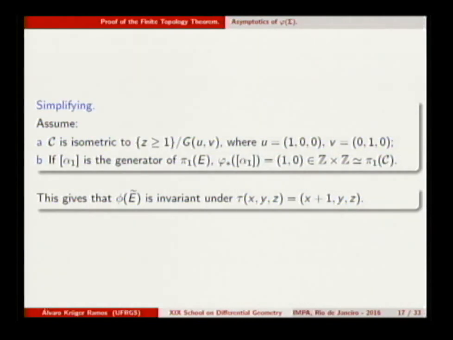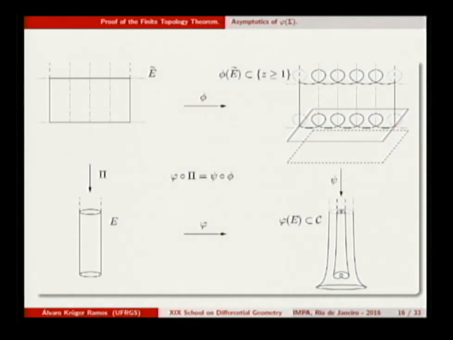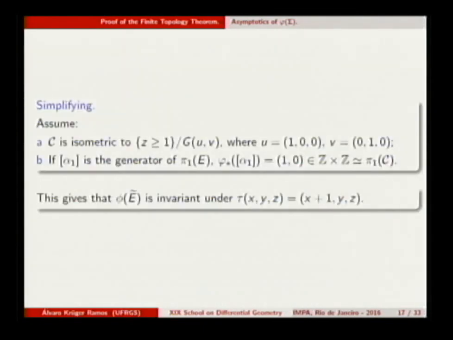And moreover, if alpha 1 is the generator of the fundamental group of E, we know that it lies inside a Z cross Z group, which is the fundamental group of C. So we are going to assume that this element is (1, 0). It could be anything, but we are going to prove it in the case (1, 0) just to make things simpler. So this immersed half plane up there in H3 is invariant under exactly this parabolic translation, (X, Y, Z) mapped to (X plus 1, Y, Z). That's why we are doing the simplification.